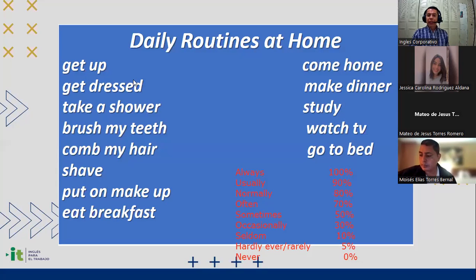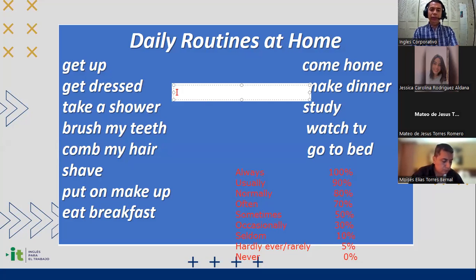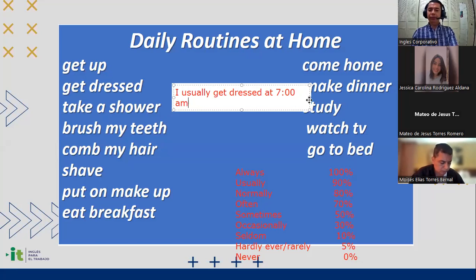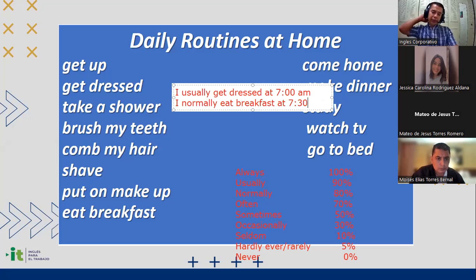For example, it says, I always get up at 7 o'clock or something. Let me copy this example. I usually get dressed at 7 a.m. For example, right? Or it could be I normally eat breakfast at 7:30, for example, right, a.m. These are some examples, right? Okay.